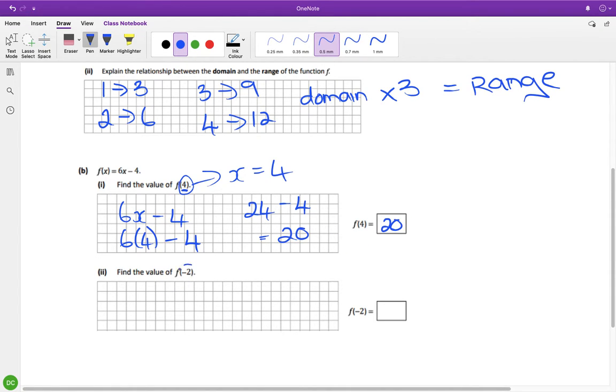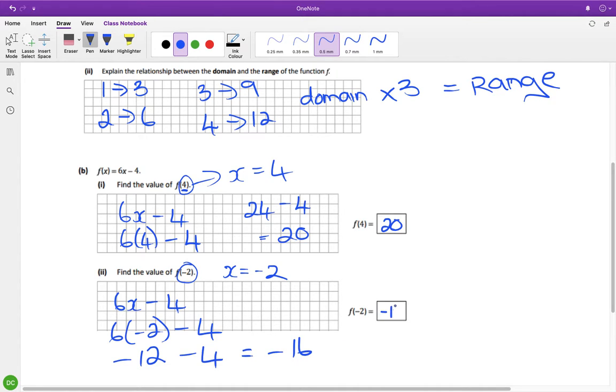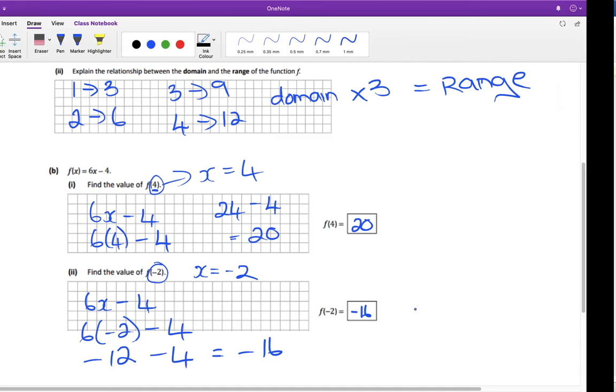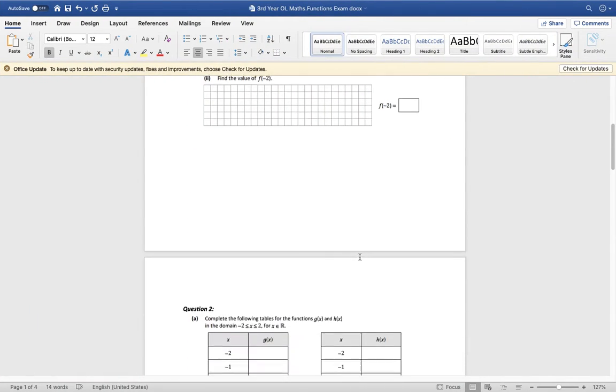And then here, the x is changed. It's now minus 2. So 6x minus 4, in place of the x, we put in the minus 2, and then we still have the minus 4. 6 multiplied by minus 2 is minus 12, and then we still have the minus 4. And minus 12 minus 4 is minus 16. Okay. And that's question 1.